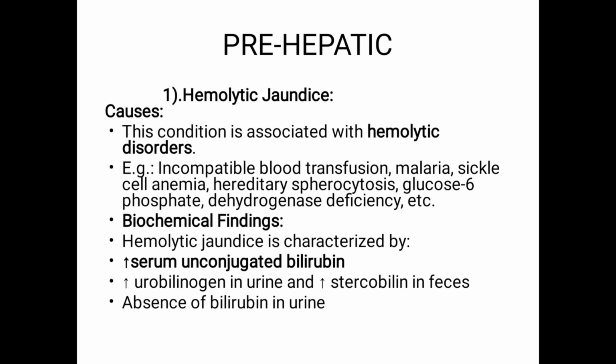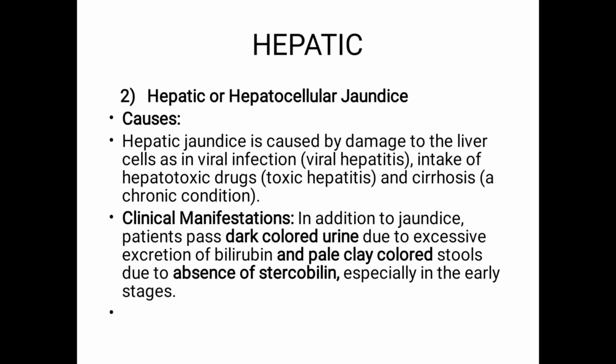So therefore conjugated bilirubin, when elevated in the blood, is excreted in the urine, but not the unconjugated bilirubin. The second type is hepatic jaundice, or hepatocellular jaundice. In hepatic jaundice, there is actually a problem in the liver. It may be because of viral hepatitis, toxic hepatitis, or chronic hepatitis.